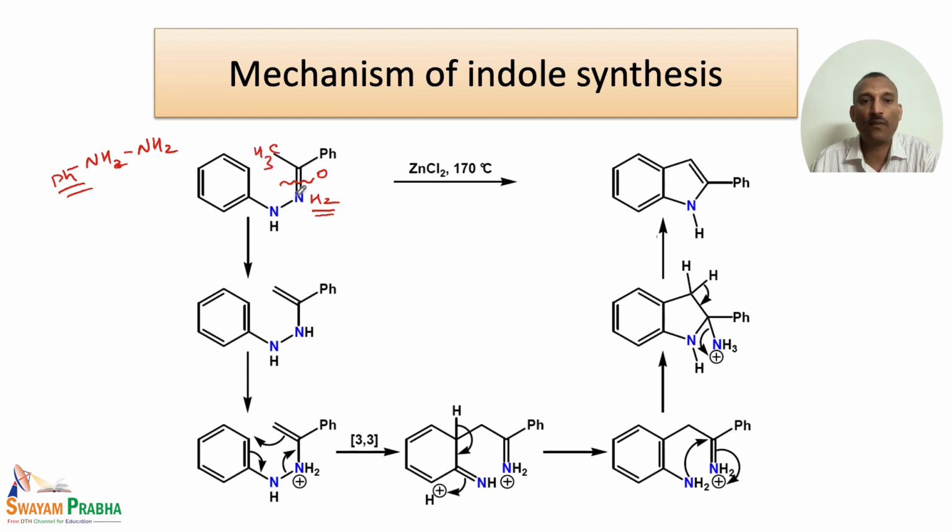So we have acetophenone as our starting material. We end up with this particular phenylhydrazone that is formed. This is our starting material, and in the presence of zinc chloride at 170 degrees centigrade, a proton transfer takes place. Proton transfer is the first reaction.